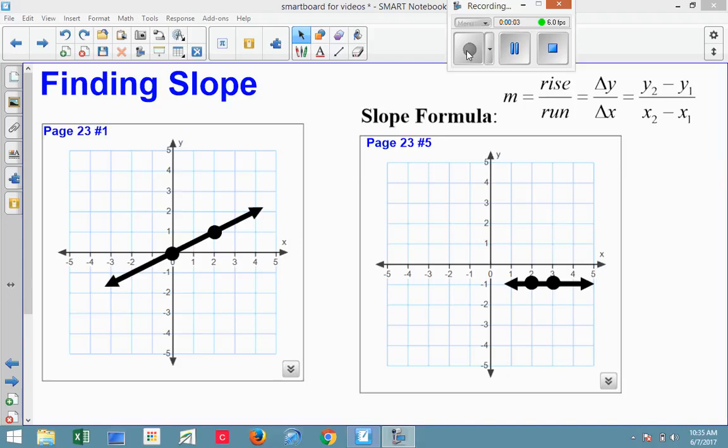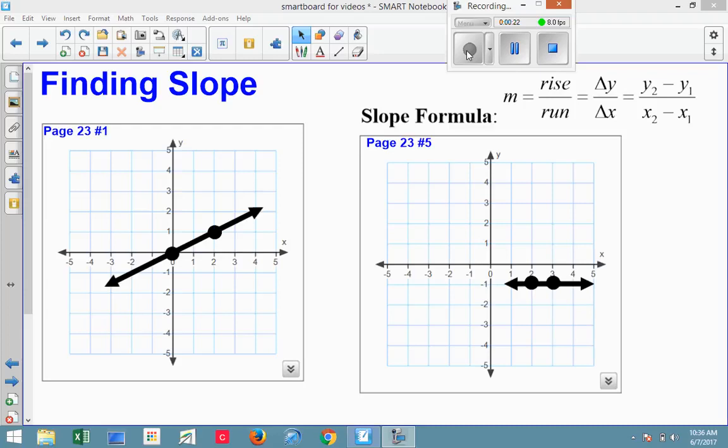Okay, this is a refresher also from Algebra 1. You learned how to find the slope of a line if you are given the graph. So we're going to do a few of these together. I'm looking at problem number 1 on page 23, so you can turn there in your packet and do this one with me.